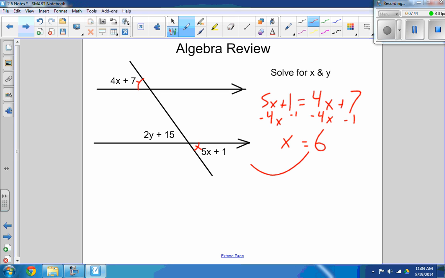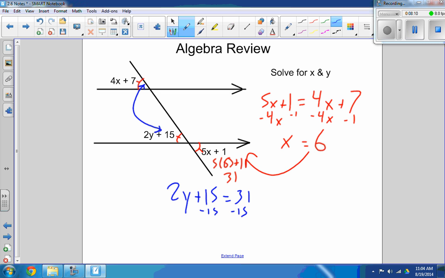Now let's plug that in here. So 5 times 6 plus 1, 31. These two angles here are congruent because they are vertical angles. I also know these two angles are congruent because they're corresponding. Either way, I get 2y plus 15 equals 31. Subtract 15. 2y equals 16. Divide by 2. And y equals 8.